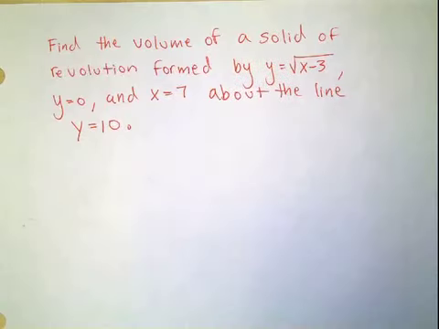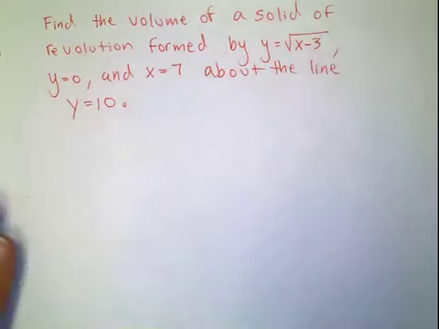Okay, here's our problem. Find the volume of a solid of revolution formed by y equals radical x minus 3, y equals 0, and x equals 7 about the line y equals 10. You might pause the video and try and draw it first by yourself, see if you're good at that. I'm going to jump right into drawing.